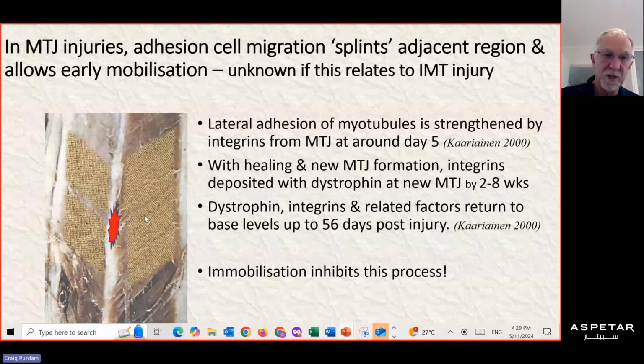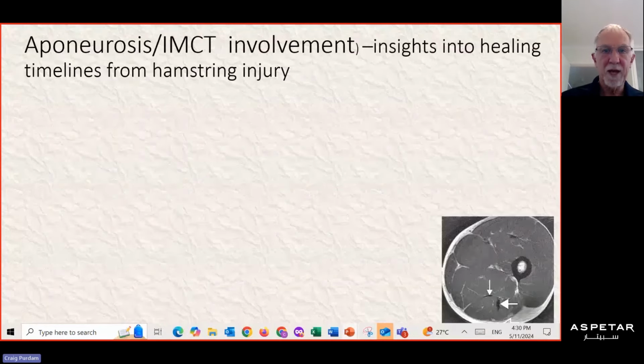It pretty much splints that site of injury for the next couple of weeks until there's the formation of some form of healing across here and the new myotendinous units. We do know that it thrives on mobilization to continue this, and that immobilization actually inhibits the process. So it may well be applicable, but we don't know that. I wrote to Tero Järvinen, but have not yet had a reply.